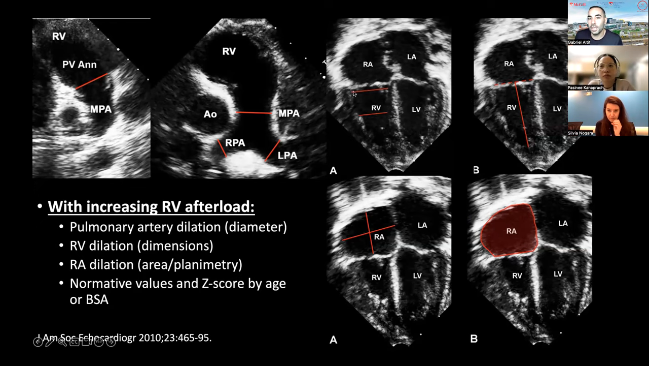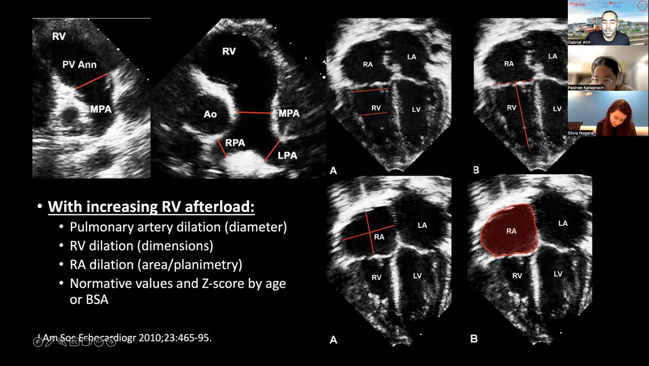And here we're measuring the base, we're measuring the mid cavity diameter, and then the length is actually just above the valve, versus the base, which is just under the valve. You see the difference: above the valve to the apex, and just below the valve. And these markers are used to see if there are signs of RV dilatation.